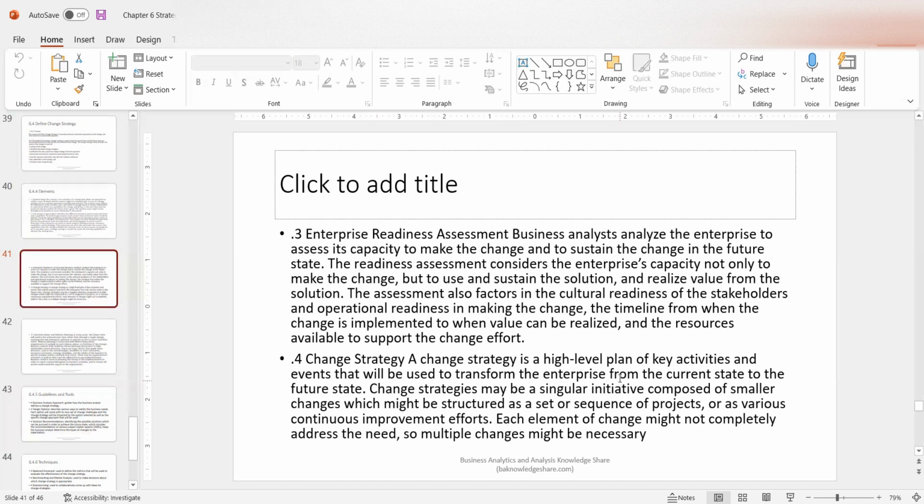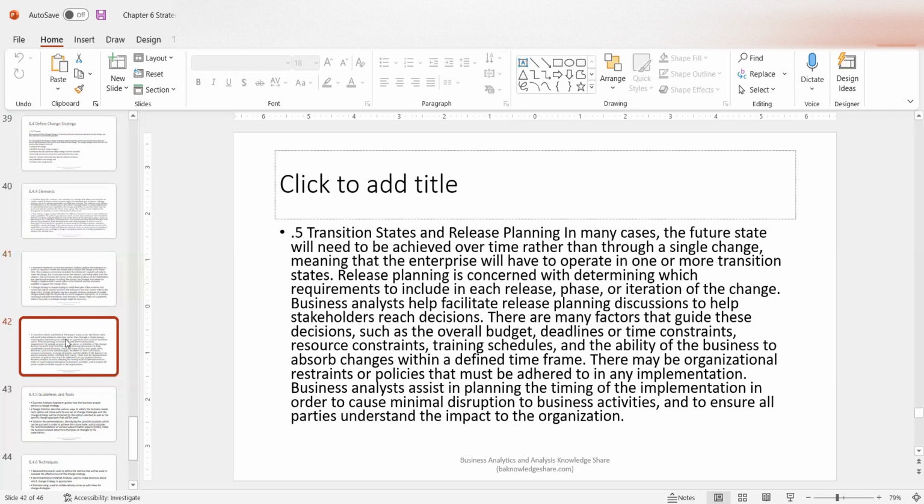She would craft a high-level plan of key activities and events that will be used to transform the enterprise from the current state to the future state. So she would craft the change strategy as part of this initiative. She would consider transition states and release planning. So within the change strategy, she lays out the specific requirements, but then she would divvy up those requirements into different chunks of releases.